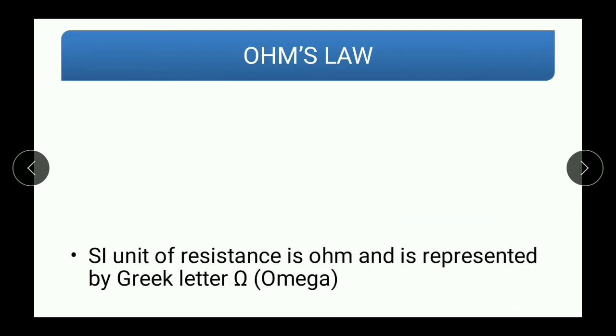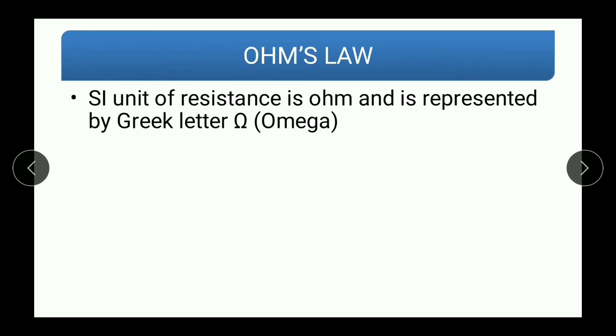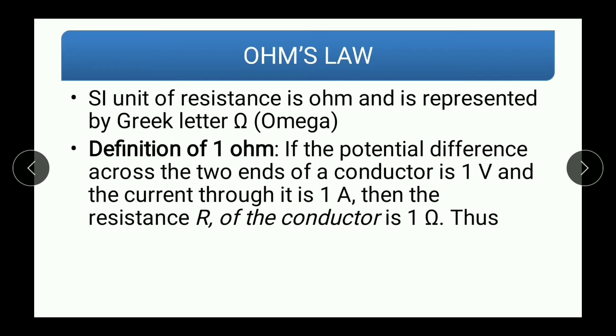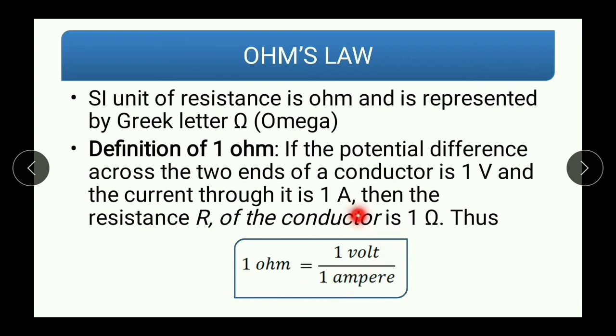The SI unit of resistance is ohm. Of course, it is named after George Simon Ohm. What is the definition of 1 ohm? If the potential difference across the two ends of a conductor is 1 volt and a current of 1 ampere passes through it, then the resistance R of the conductor is 1 ohm. To put it in mathematical form, 1 ohm is equal to 1 volt upon 1 ampere. So this is the relation for 1 ohm.